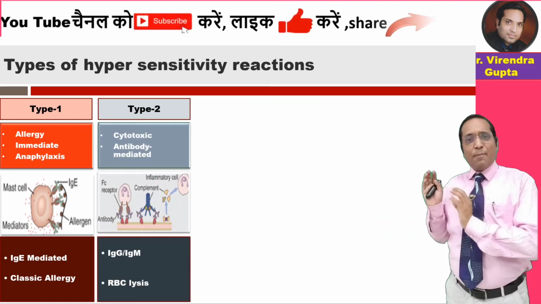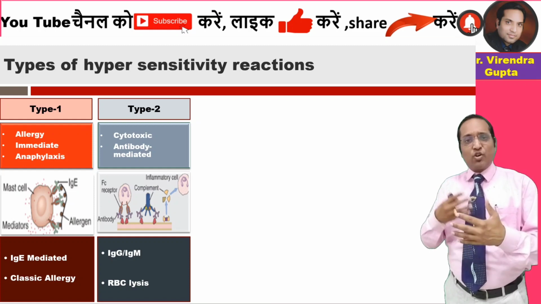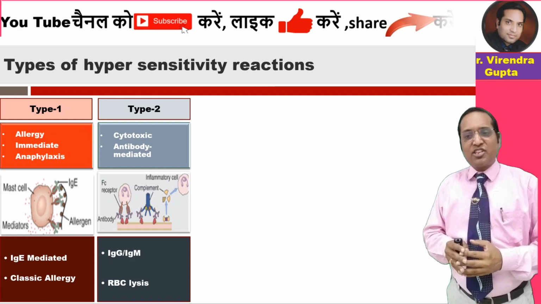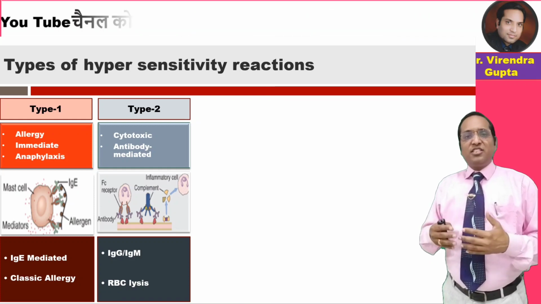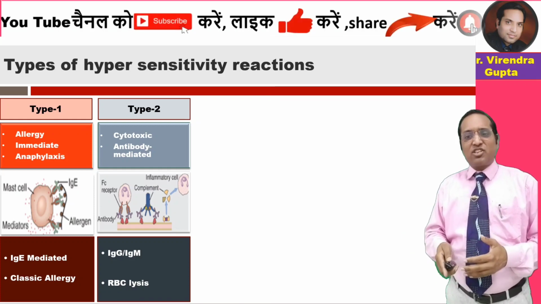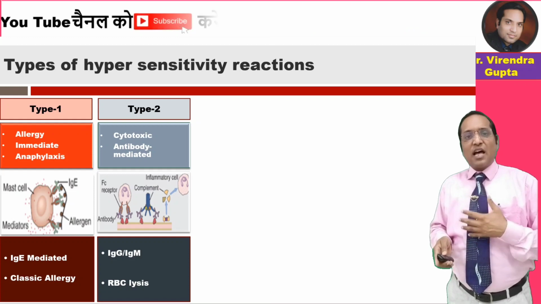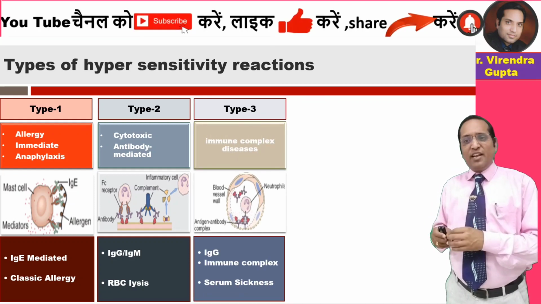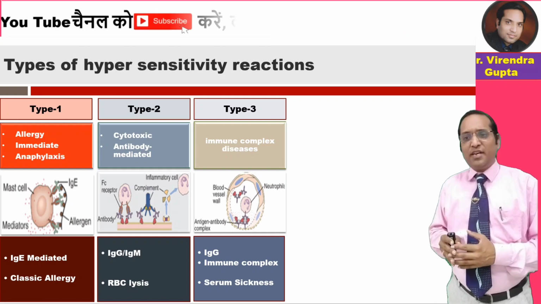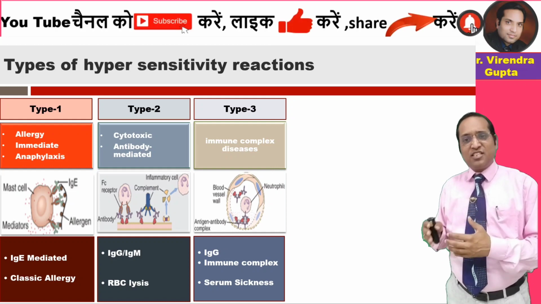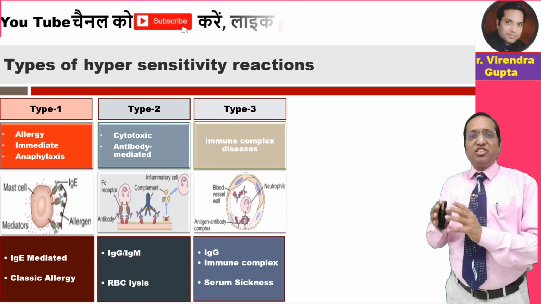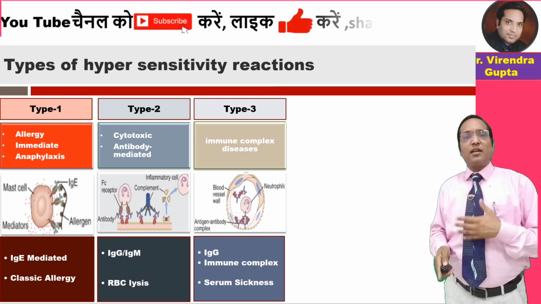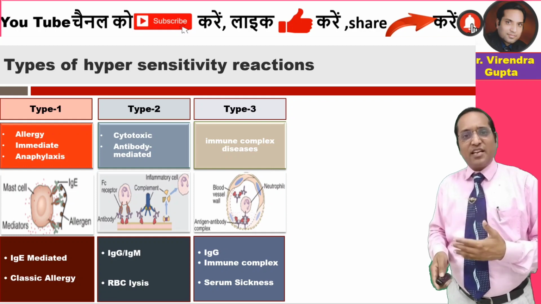Type 2 hypersensitivity reactions are the cytotoxic reactions, which are antibody mediated, IgG or IgM mediated reactions. A classical example is RBC lysis or hemolysis. Type 3 reactions are immune complex mediated or immune complex diseases, which are IgG mediated, and an example is serum sickness.